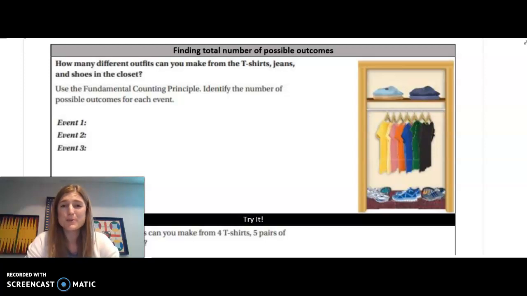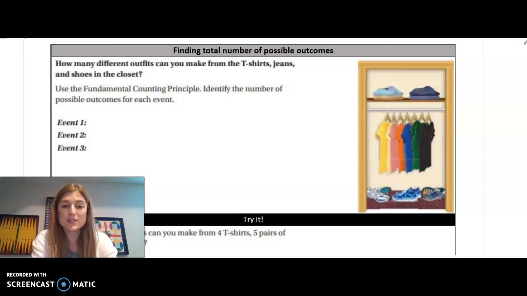I just have 4 more problems to go through, and then you are free to go to your homework 7.3 on big ideas. So, we're going to continue on this problem. We are going to be continuing with using the fundamental counting principle, and we are going to use it to find how many different outfits can you make from t-shirts, jeans, and shoes in this closet.